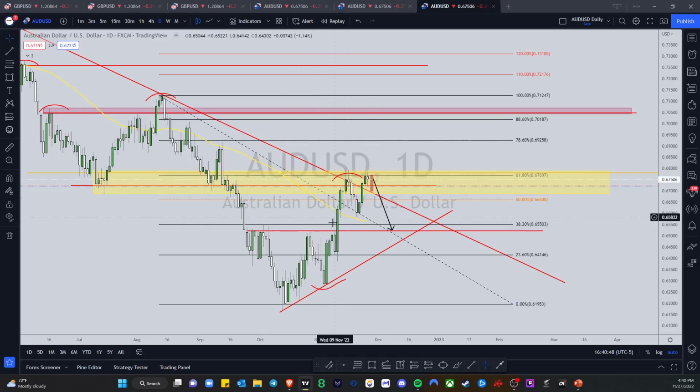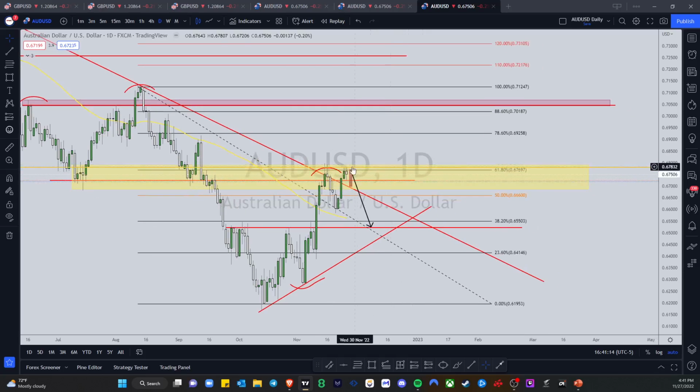So for us to see this structure keep on going up, daily price has to break this high right here, right? It has to break this high and create another high and retest it for it to keep going up. So right now we're just seeing bearish. Right now we're just looking for sells.